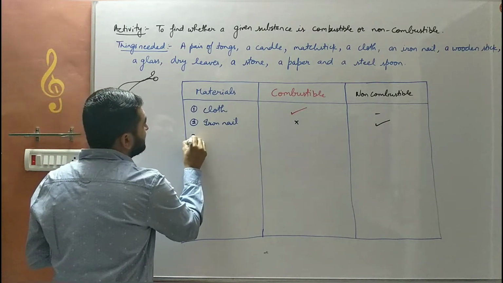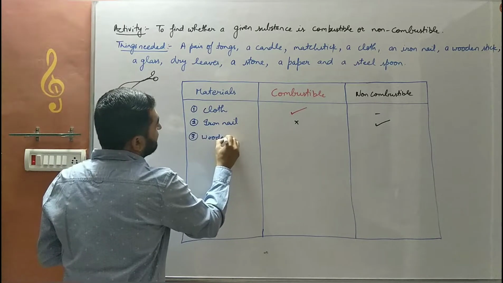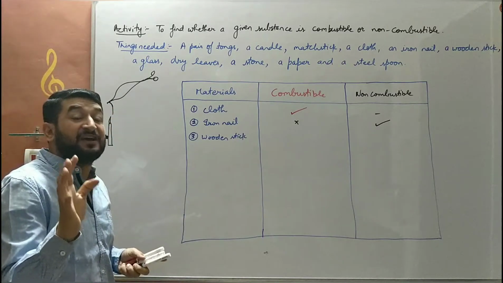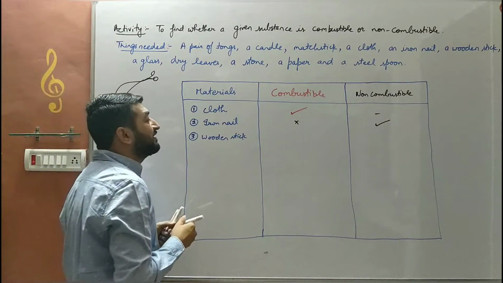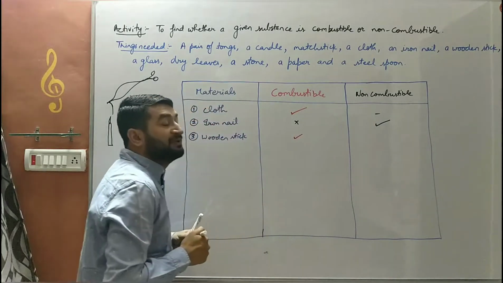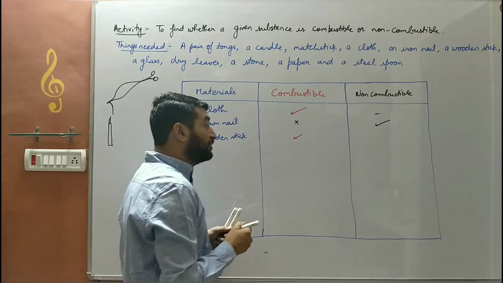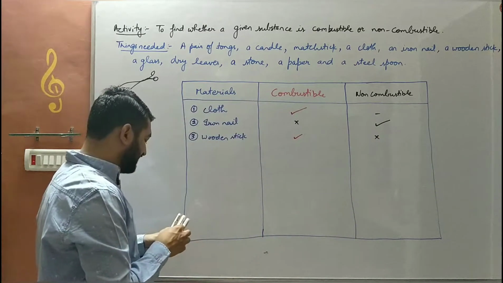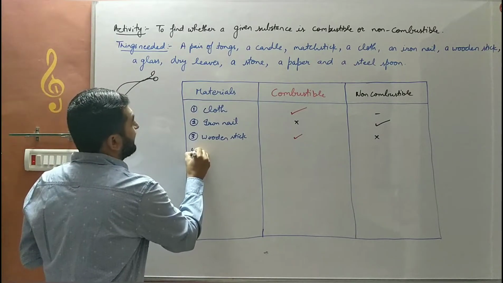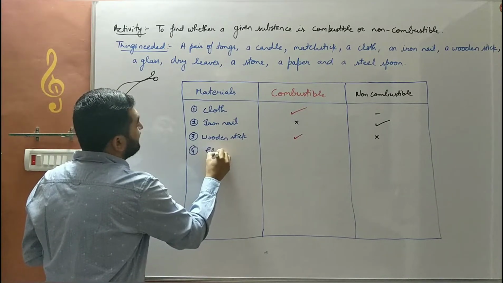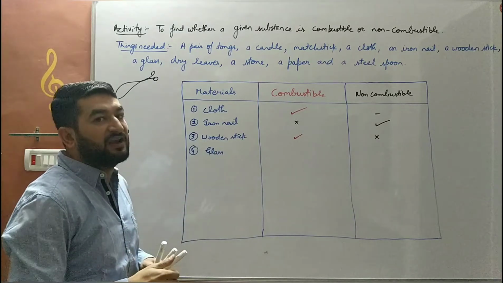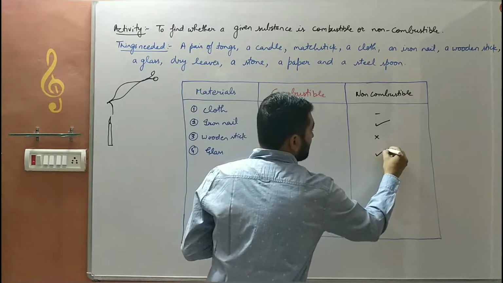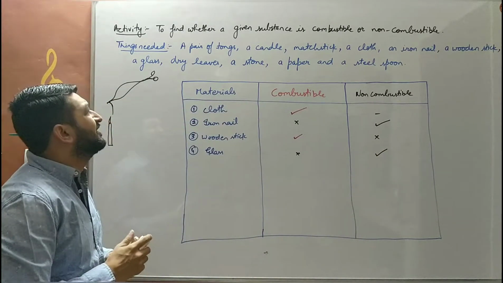The third one is a wooden stick, wood. Wood catches fire after some time, but it catches fire. It burns to produce heat and light energy. So it is a combustible substance. Wood बच्चे थोड़ी देर में ही सही पर जलने लगेगी. So it is a combustible substance बच्चे. The fourth one is glass material. As we had discussed in the example as well, बच्चे, glass does not burn, so it is a non-combustible substance बच्चे. It does not burn to produce heat and light energy.